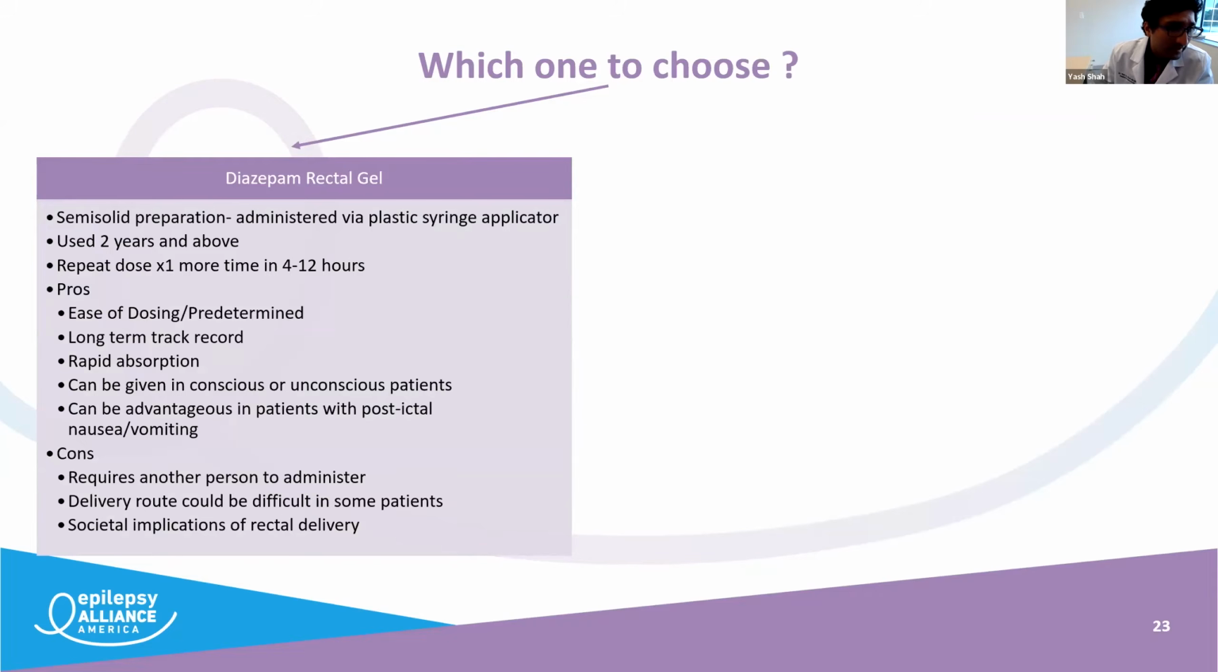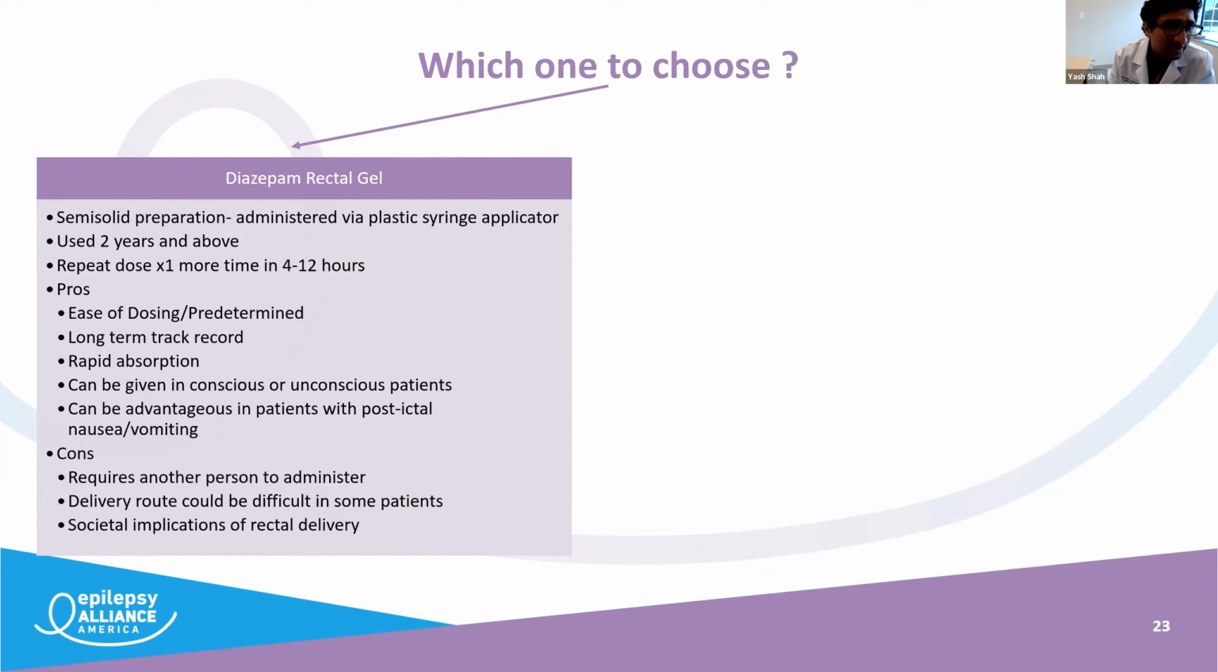What are the pros, the advantages? The dose is already predetermined, so you don't have to calculate the dose when he's having seizures. It has a long-term track record as it was approved in 1997. It is rapidly absorbed in the body, can be given in conscious and unconscious patients, and can be advantageous in patients with post-ictal nausea and vomiting.